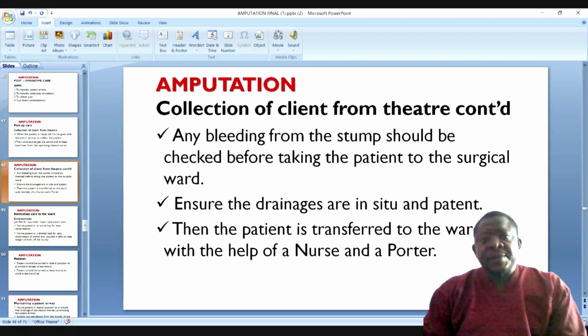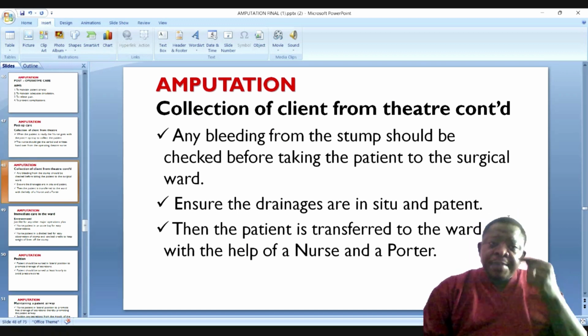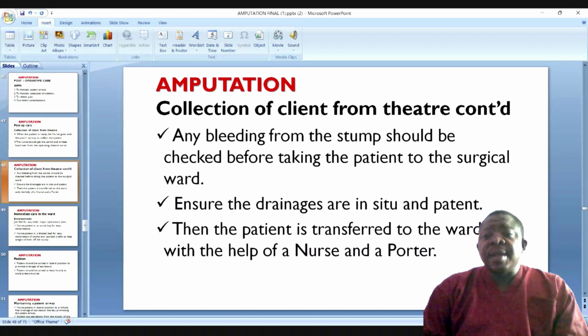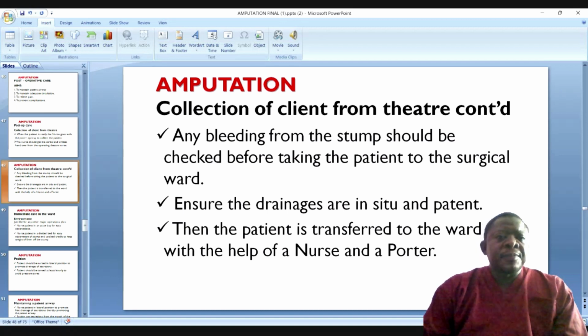Okay, as for other major operations, in terms of maintaining adequate circulation, observe the stump for hemorrhage. Observe the linen under the stump for soiling with blood, and that can be an indication of hemorrhage. Give fluid as prescribed, such as normal saline, to promote normal blood volume.